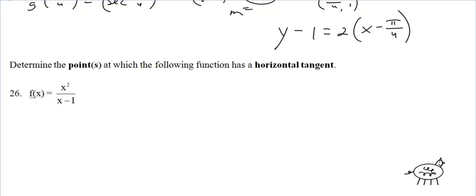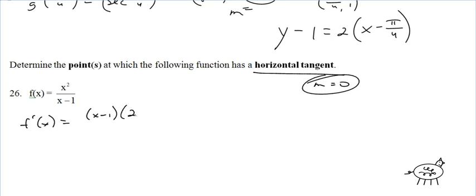And last problem here. Okay, it says determine the point or points at which the following function has a horizontal tangent. What does that mean, horizontal tangent? Well, it means the slope is 0. It's pretty easy. So what do you do? You set f prime of x equal to 0. Well, we have to find f prime of x first. So we're going to use the quotient rule: bottom times derivative of the top, minus the top times derivative of the bottom, which is just 1, all over the bottom squared.